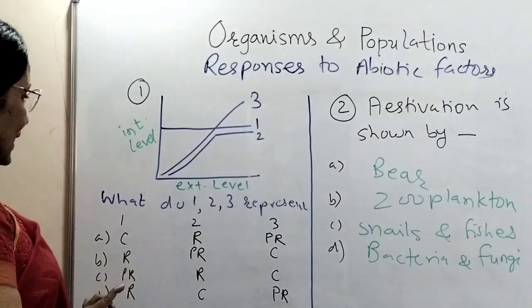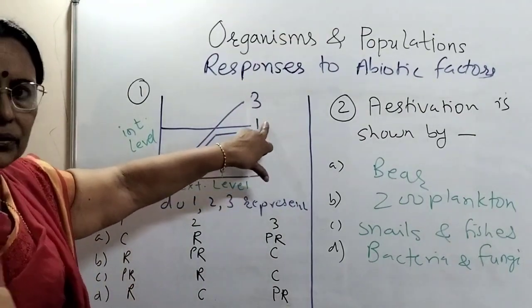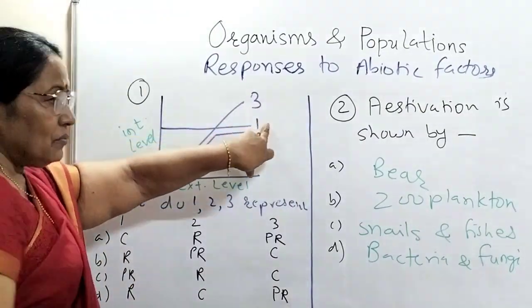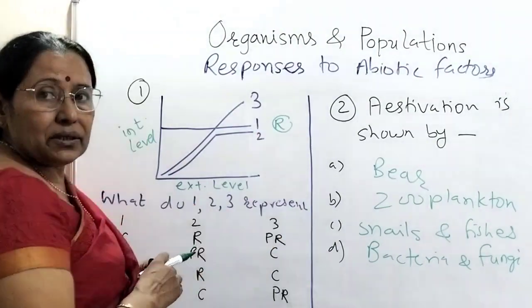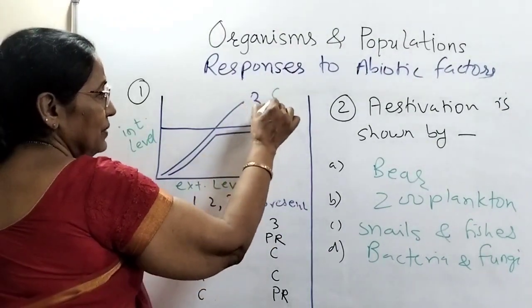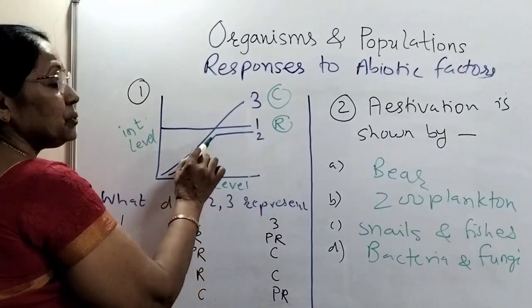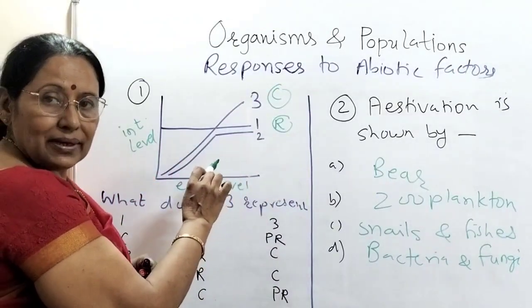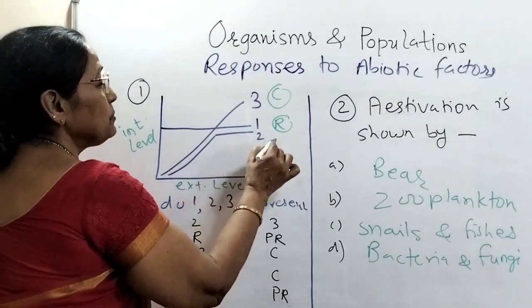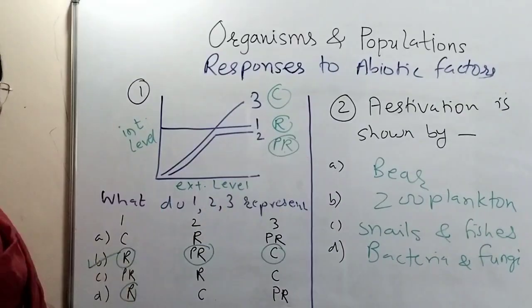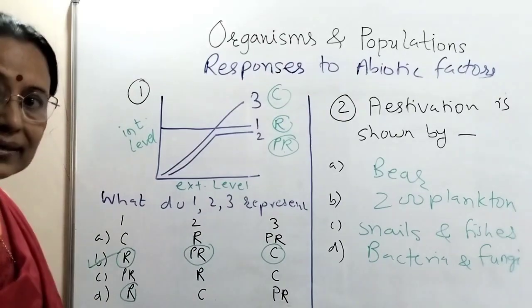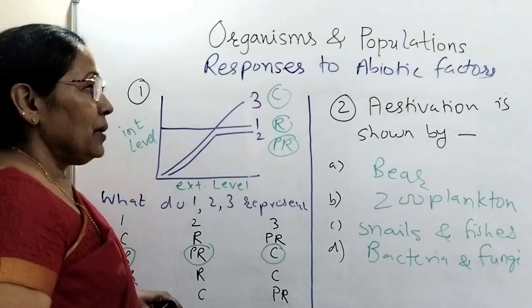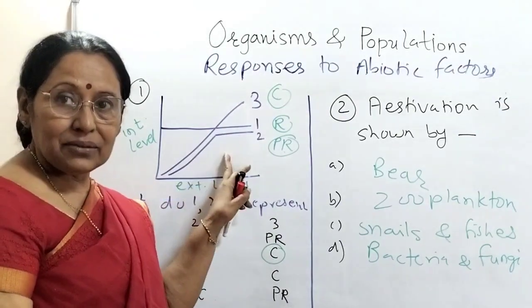So which one is that? 1, don't look here in the answer. 1 is, it is the regulator. This one, 3, it is the conformer. And this one which is showing regulation as well as conformer, this is partial regulator. So your option is B. Done? How many of you could answer it properly? Okay, this is an often asked one.